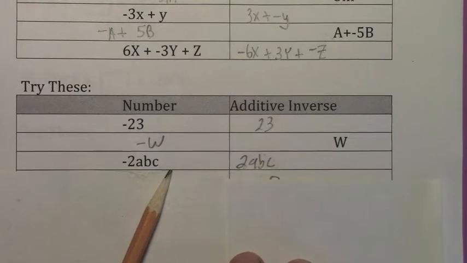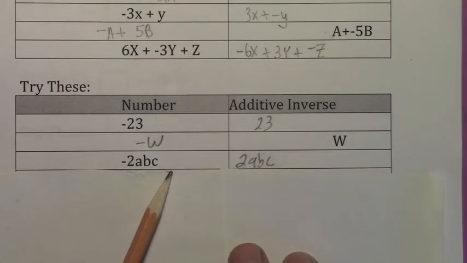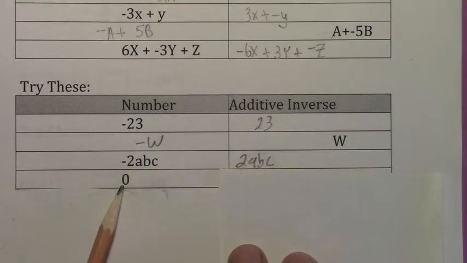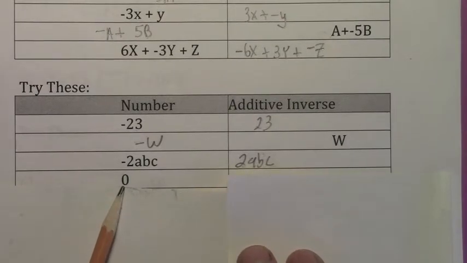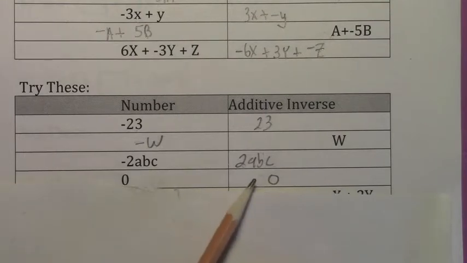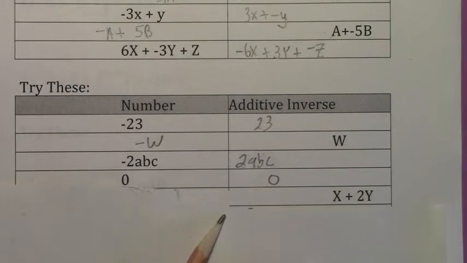It would be 2abc. What's the opposite of 0? What is negative 0 or the opposite of 0? Well, what do you have to add to 0 to get 0? Another way to say it is, what do you get when you reflect 0 across itself? The answer is, it doesn't move. 0 is its own additive inverse, right? It's the only number like that.